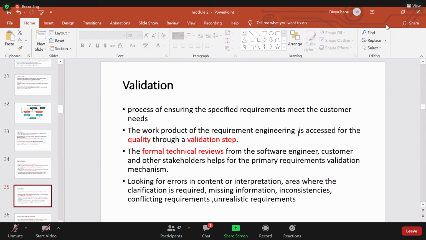So suppose you find out that some interpretation mistakes are there. The requirement engineer is also a human being, right? Suppose someone told you something and you interpret it in a different way. Obviously, there may be a chance of error. So note the areas where clarification is needed. What is the missing information? What are the inconsistencies? What are the conflicting requirements? What are the unrealistic requirements? Some requirements are not possible to implement. Everything you can write down and keep as a document.